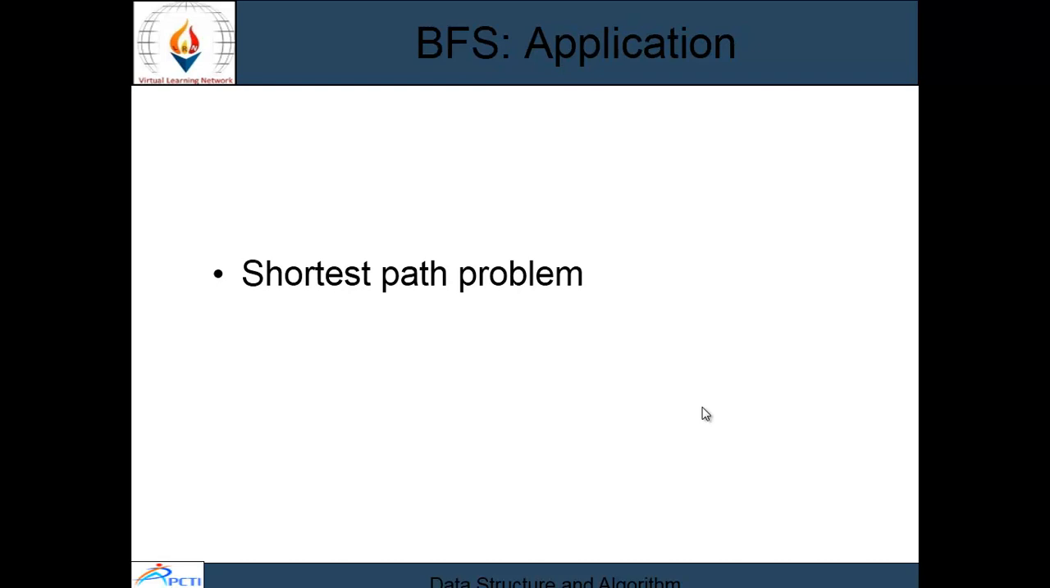Now, if we talk about the BFS application, BFS is basically used to solve the shortest path problem, or you can say to find the shortest path from one vertex to another vertex, we can use BFS.